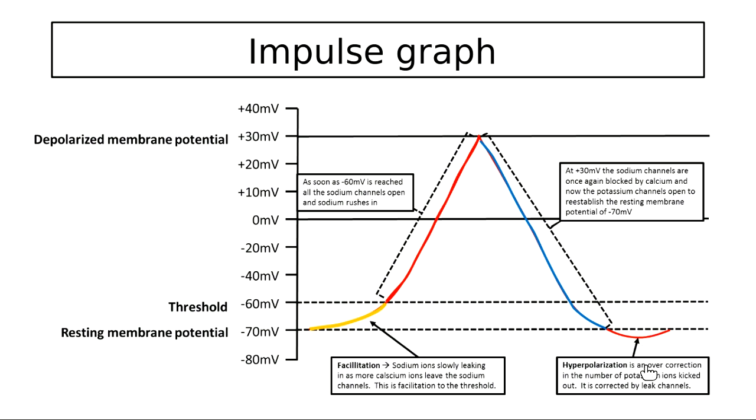Hyperpolarization is an overcorrection in the number of potassium ions kicked out. It is corrected by leak channels. So it corrects itself relatively quickly. So this graph fills in, by written information, what's happening during this muscle twitch. This is your impulse.